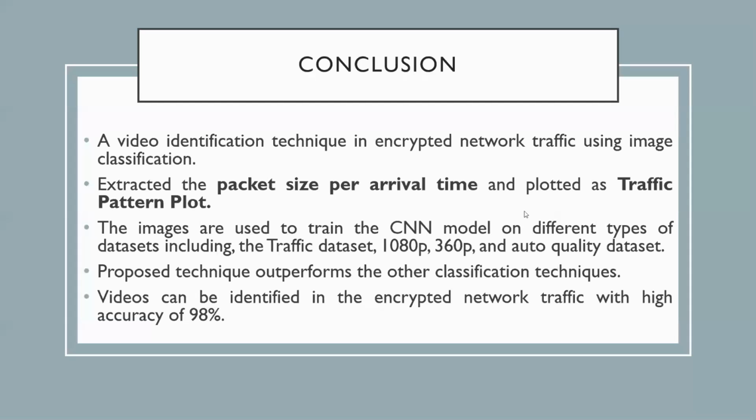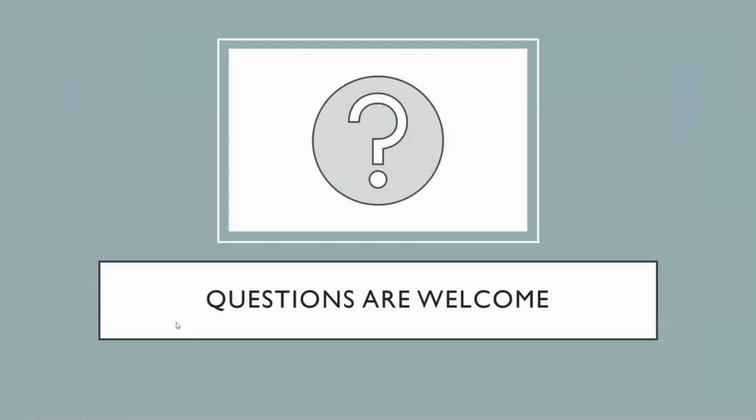So in conclusion, we present a video identification technique in encrypted networks, which is used to classify images. We have taken packet size per arrival time to obtain a traffic pattern plot, and we use it in our CNN model with different qualities of videos. We are able to achieve an accuracy of 98%, which outperforms other models. With that, I'll conclude my work. Here are some references, and I'll take any questions now.